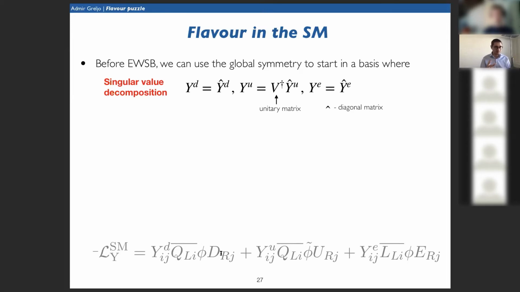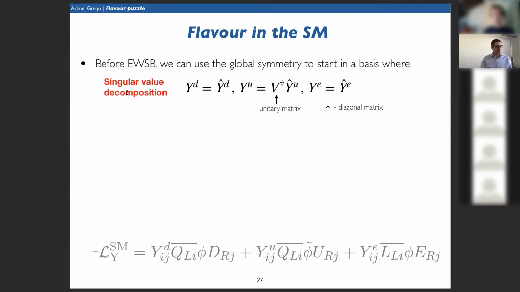I can use this global symmetry to rotate fields, and while rotating fields, all the terms in the Lagrangian stay invariant, but the Yukawa term. The Yukawa matrices change, going from one basis to another by rotating different fermionic fields. I can pick a basis in which the down quark mass matrix is diagonal, the up quark Yukawa has a special form, a product of a unitary matrix and a diagonal matrix, and the charged lepton Yukawa is diagonal.